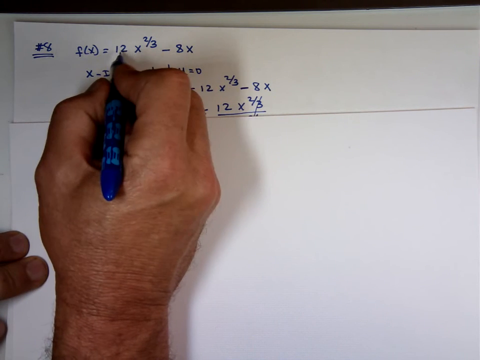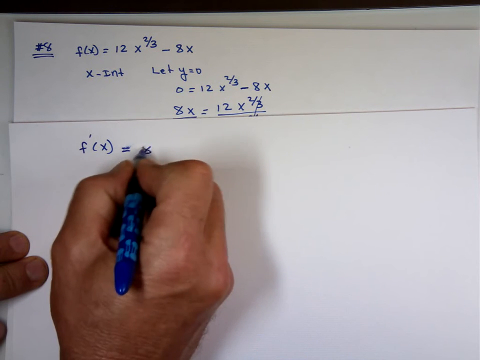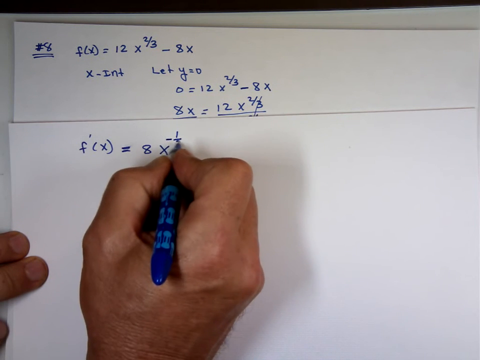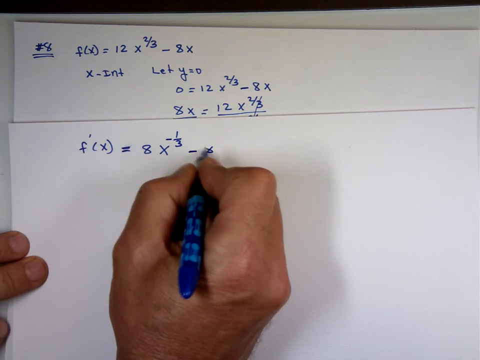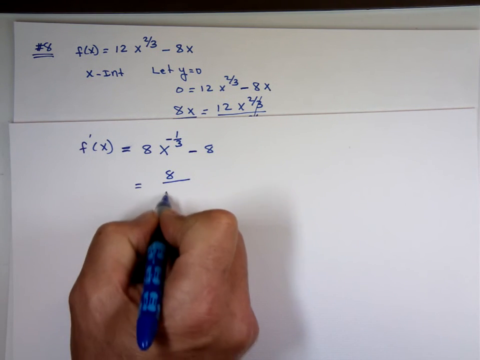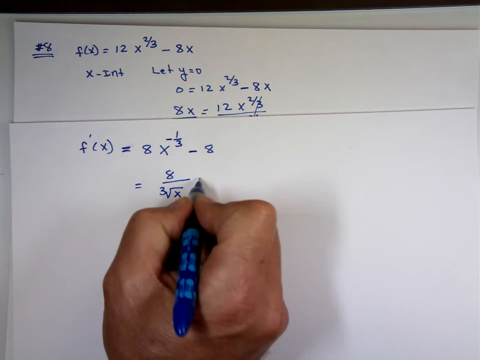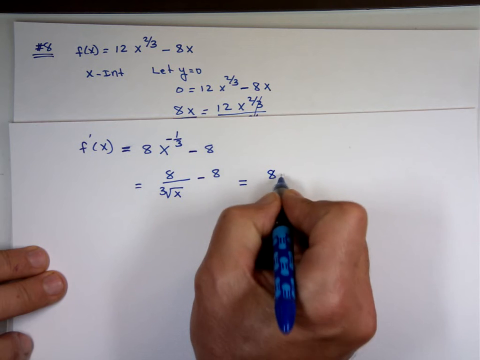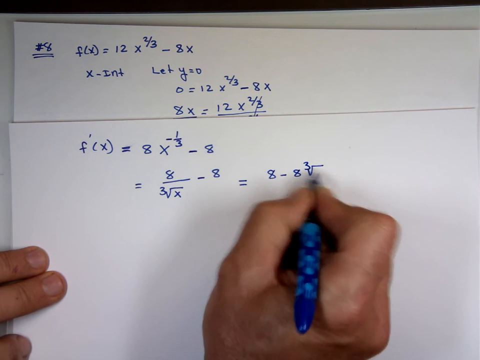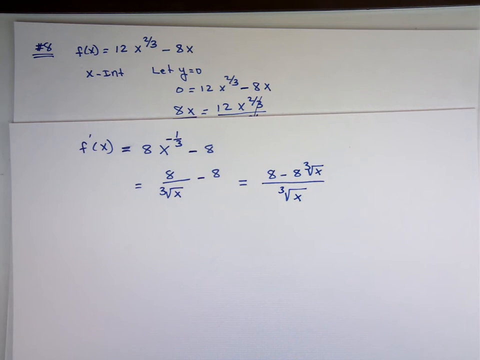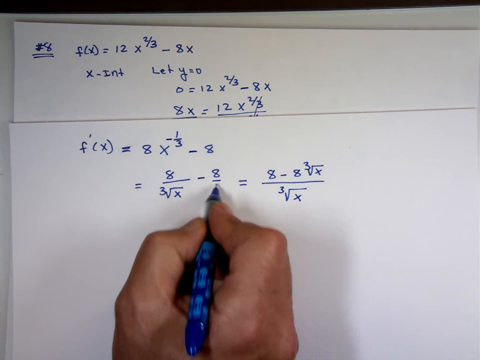X to what power? 2/3 minus 1, which is what? Negative 1/3, minus the 8. Which if we clean it, that's 8 over the cube root of x, minus 8. If you don't like the way this one is written, that's 8 minus 8 the cube root of x, over the cube root of x. LCD, this is over 1. You got to multiply the top and the bottom by the cube root of x. That's why it's up there.